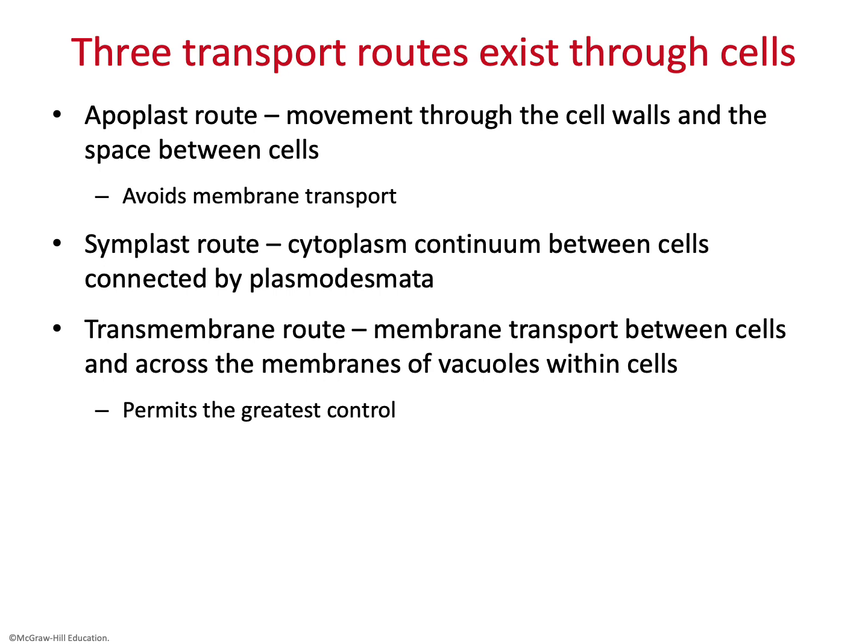In the symplastic route, the movement of water is through the cytoplasm between connected cells, through the plasmodesmata, without crossing the membranes. So both of these routes do not cross the plasma membrane. The apoplastic route goes through the cell walls and spaces between the cells. The symplastic route goes through the cytoplasm and through the connections called plasmodesmata. The last route, the transmembrane route, involves membrane transport between cells and crossing the membranes of vacuoles within cells. The transmembrane route allows control over what substances enter and exit the cell. This is the only route that allows the greatest control of what is absorbed from the soil.